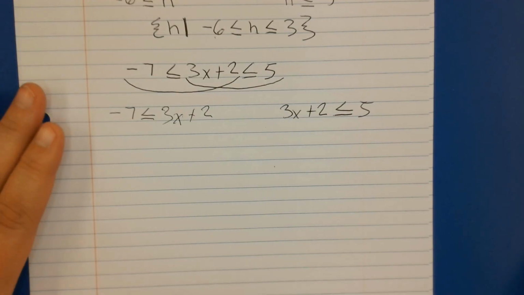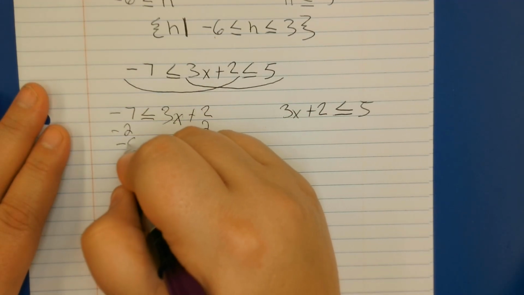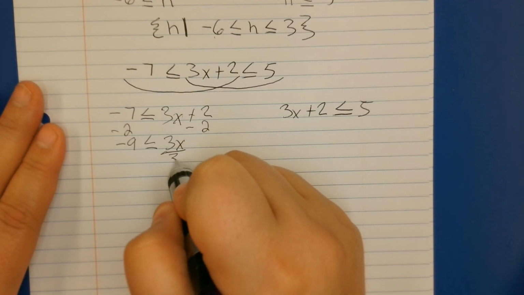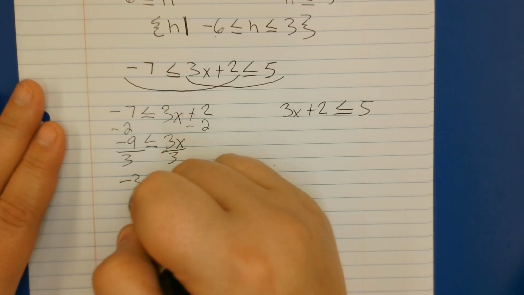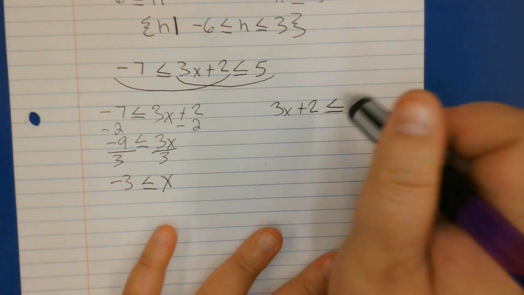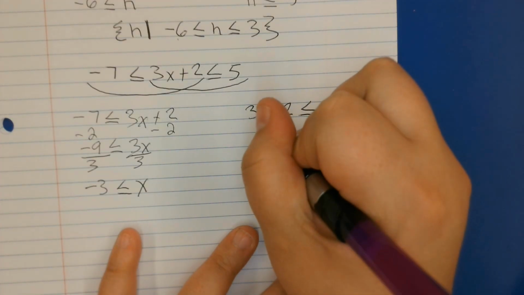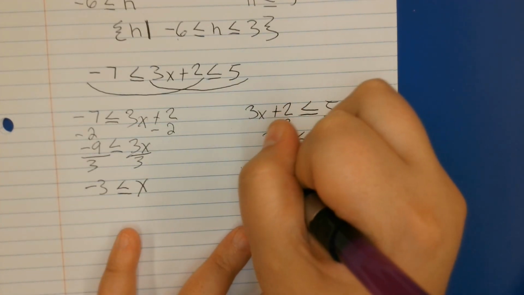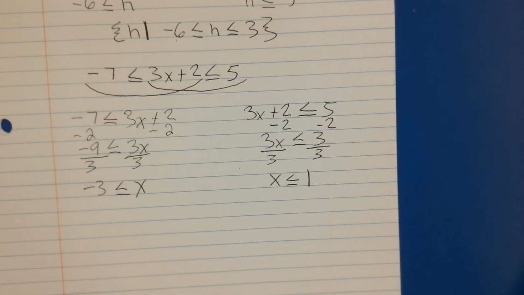And now I solve both inequalities. I'm going to subtract 2. Subtract 2. Now I have -9 is less than or equal to 3x. Divide by 3. Divide by 3. -9 divided by 3 is going to be -3 is less than or equal to x. Now I do this side. Same thing. -2. -2. 3x is less than or equal to 3. Divide by 3. Divide by 3. x is less than or equal to 1.